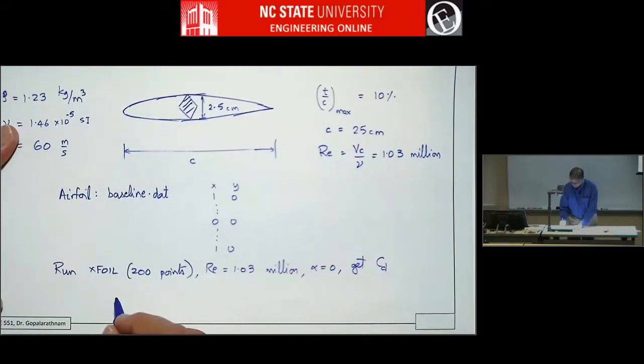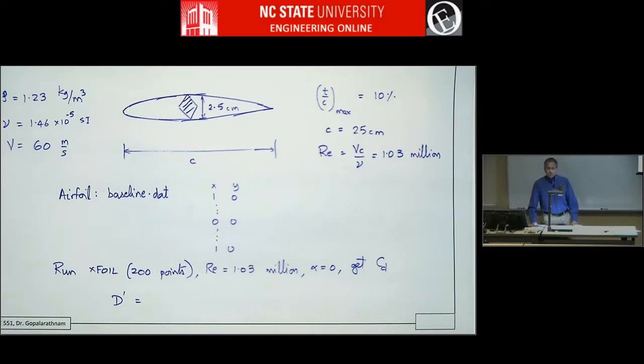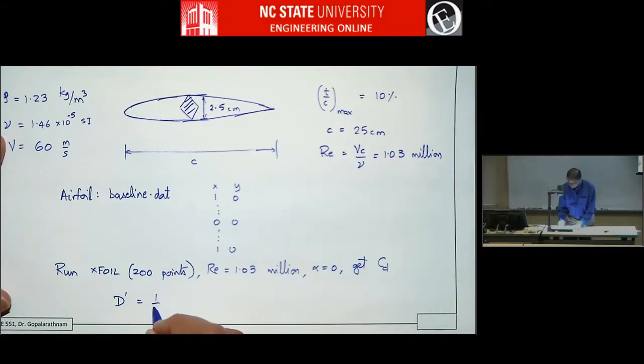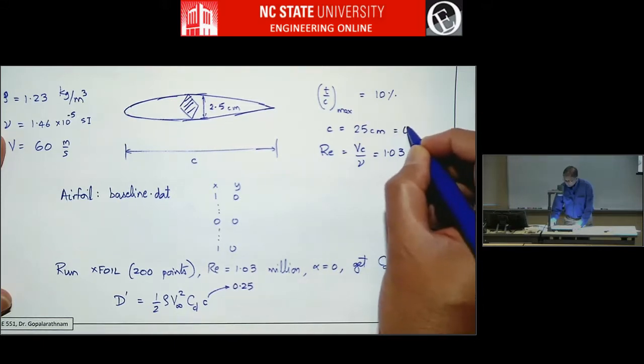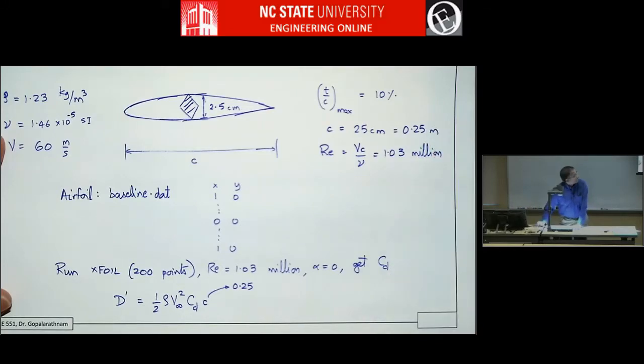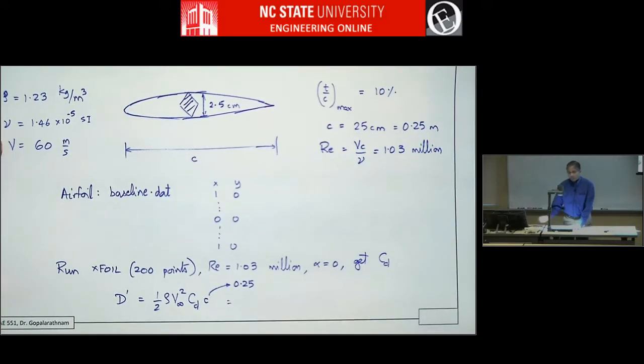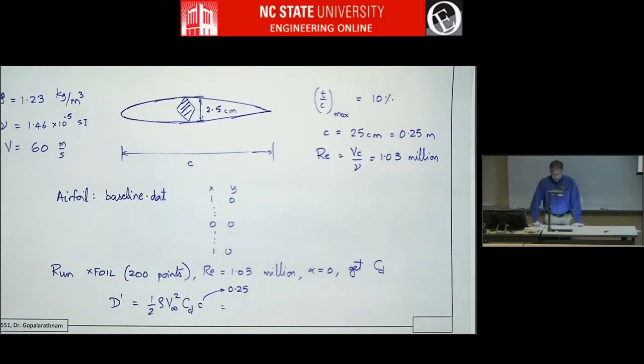So can drag per unit span is? Yeah, so half rho V infinity squared. V infinity is 60, rho is 1.23. CD, and then length scale, right? So you need the C, and the C is 0.25. So 25 centimeters is 0.25 meters, right? So this will turn out to be some number. That is your drag.